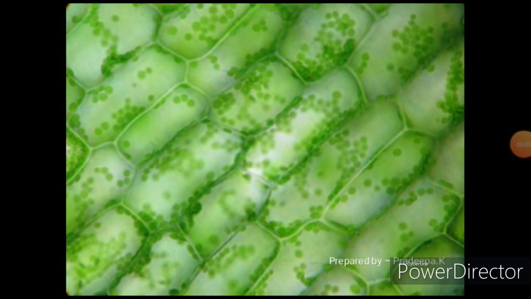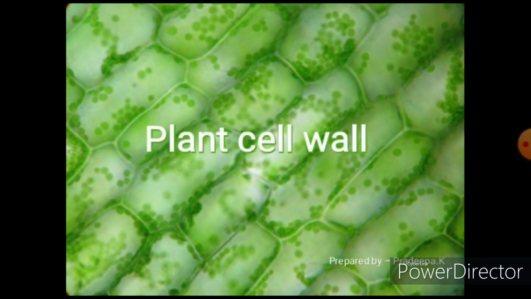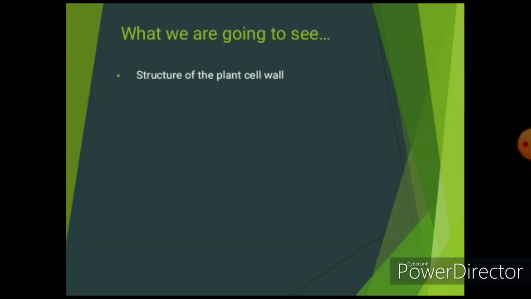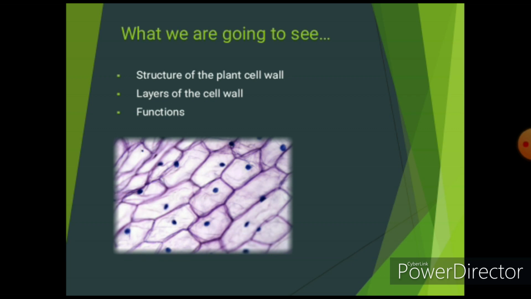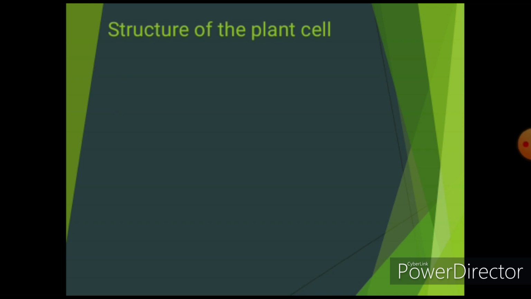Hello viewers, in this video you are going to learn about a typical plant cell wall. Basic information about the cell we have already seen in the previous video. Now here we are going to see the structure of the plant cell wall, layers of the cell wall and its functions. If we see a plant cell under electron microscope, we can observe two parts.